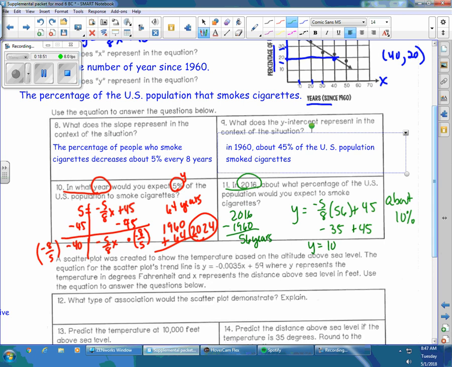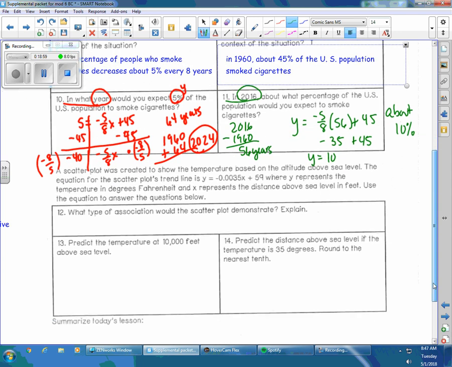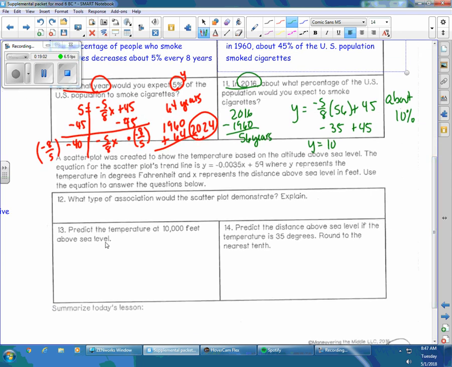So I'm running at 18 minutes right now, and the bell is going to ring shortly. So I'm going to end it here, and we will do the last example. Actually, if you can, work on the last example and see if you can figure out how to do 12, 13, and 14. A scatter plot was created to show the temperature based on the altitude above sea level. The equation for the scatter plot's trend line is y equals negative 0.0035x plus 49, where y represents the temperature. So let's do y is green, y represents the temperature, and x represents the distance above sea level in feet. Use the equation to answer the questions below.